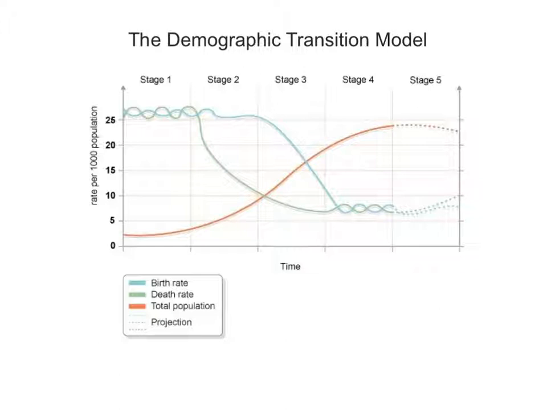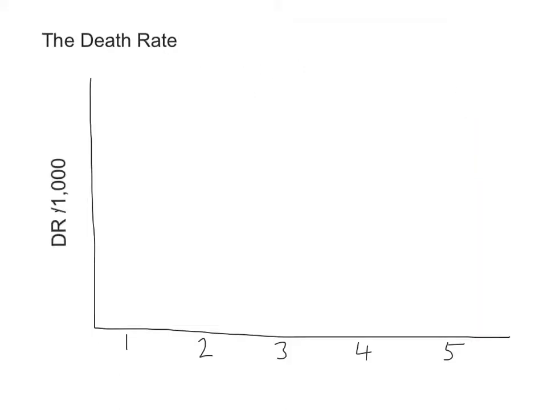Let's begin by looking at the death rate. The death rate is plotted on a graph. On the y-axis you have the rate per 1,000, so I'm going to start this one at 0, going up to a maximum of 25 deaths per 1,000 people in a population. On the x-axis you have the stages through time from stage 1 through to stage 5.